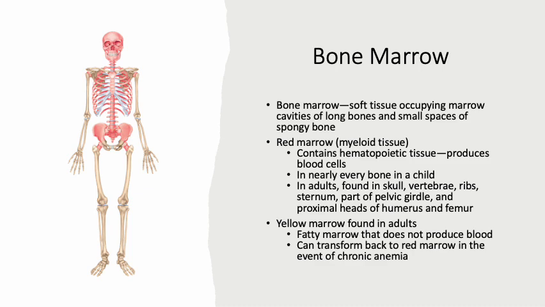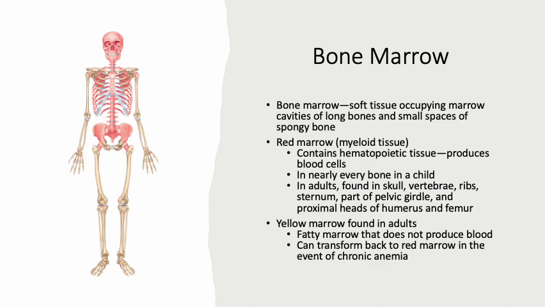So the bone marrow is soft tissue that occupies the marrow cavities of the long bones and small spaces of the spongy bones. Typically, in the long bones, we see the bone marrow in the shaft area of the arms and leg bones, and then you can see it in the spongy areas of certain bones, like your ribs and your hips. Red marrow is myeloid tissue, and this is the hematopoietic tissue, meaning it produces blood cells, specifically red blood cells and white blood cells for the immune system.